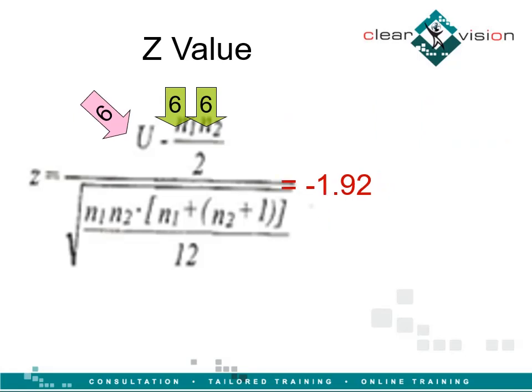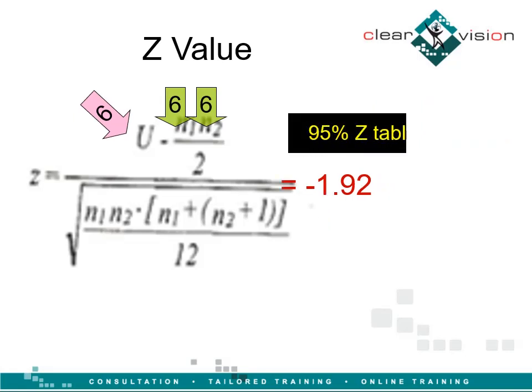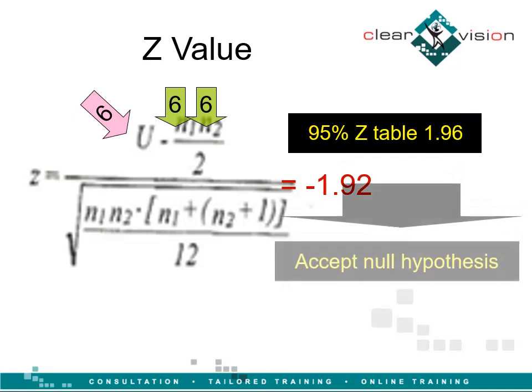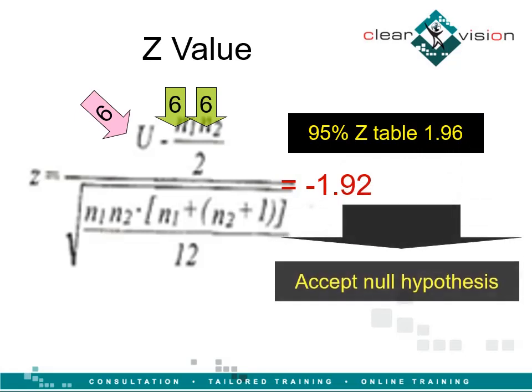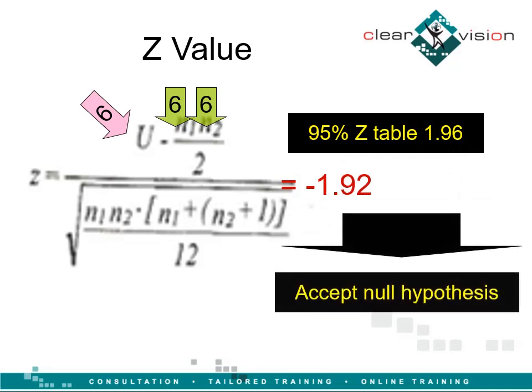The absolute value is compared with the Z 95% confidence value, which here is lower, so we accept the null hypothesis.